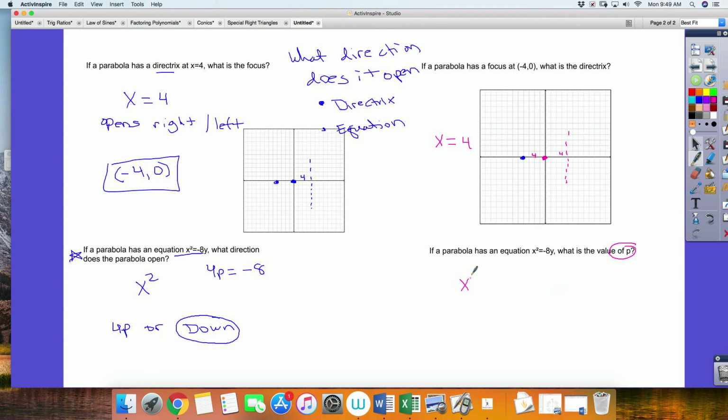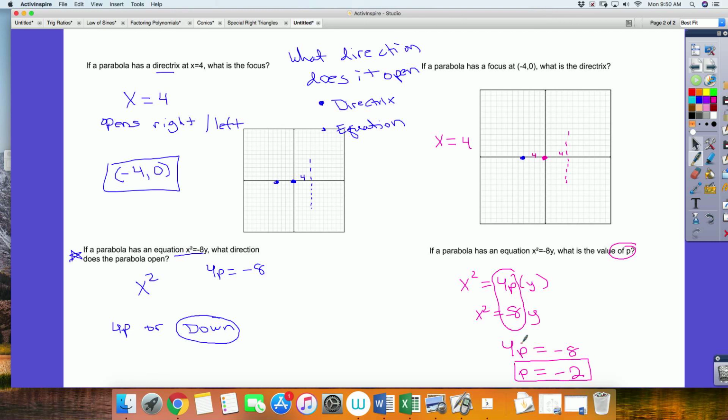So remember we said the equation is x squared equals 4p times y. And if I look, in place of the 4p is a -8. So we know these have to be equal to each other. So we do 4p equals -8. So that means p is equal to -2.